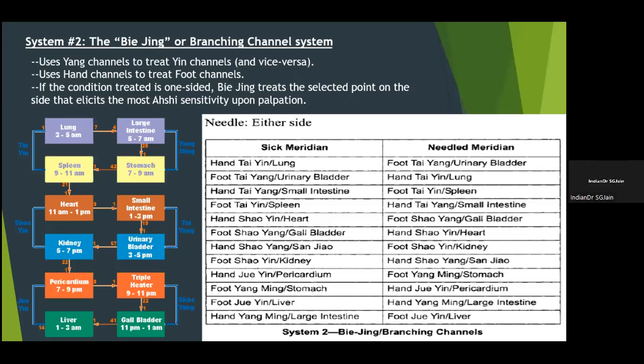Now in system one and system two, what do you understand? In system one, we have the balance between the foot yin and hand yin. In system two, hand yin is with foot yang. The yin and the yang here in system two. In system one, it is yin and yin. Foot yin balances hand yin, right? You understood?